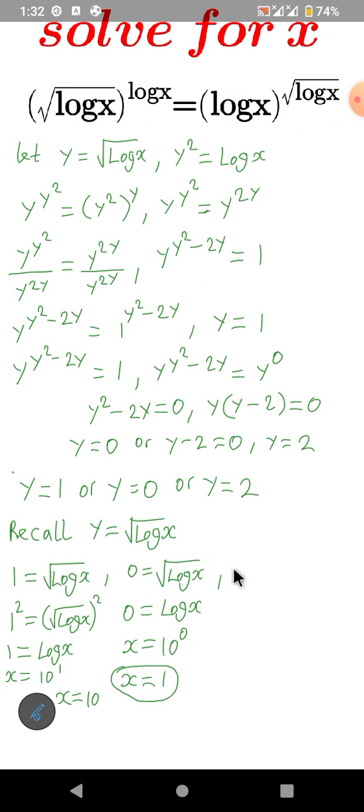Then again, we'll continue again. I've solved for when y is what? 1, we got x equal to 10, and I solved when y is equal to 0, we got x equal to 1, and this is not acceptable for this equation to be valid.